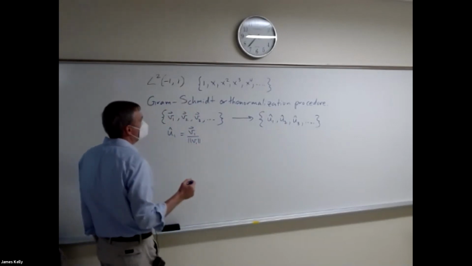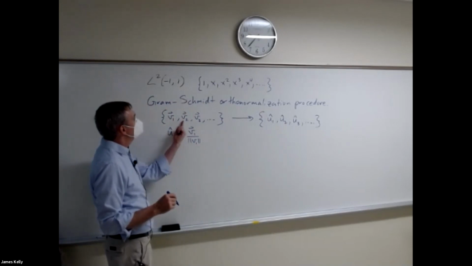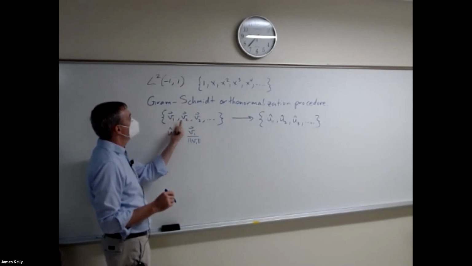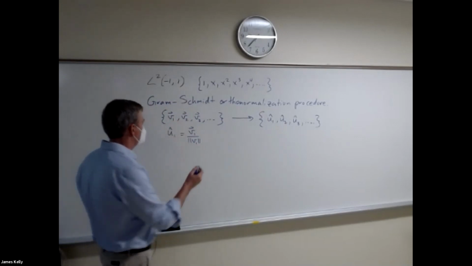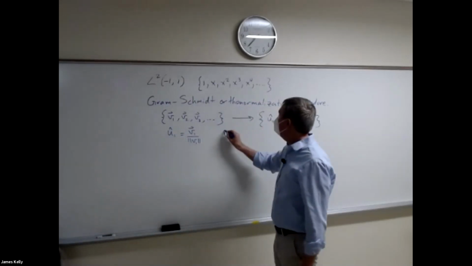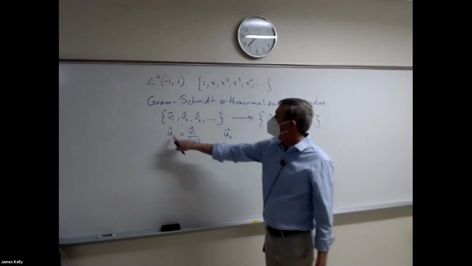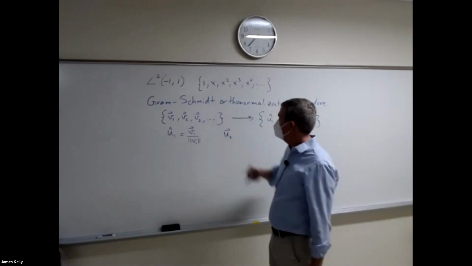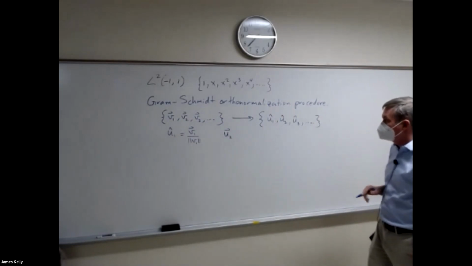Okay, for the second vector, before I normalize, I better make sure I get a vector that's orthogonal to u1. So here's how we're going to do it. We'll normalize in just a minute. The first thing I'm going to do is create a vector u2 that I'm sure is orthogonal to this one. And I'm not going to put a hat on it yet because it's not going to be normalized.